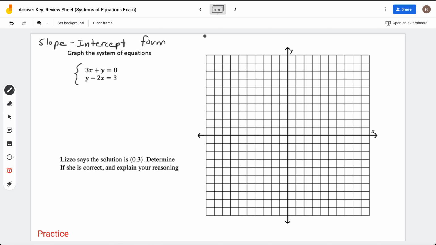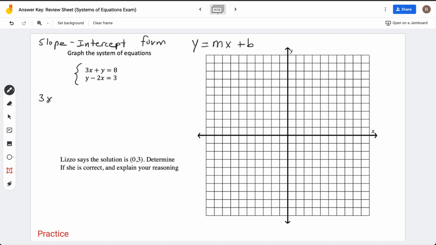And when we're graphing, the easiest way to graph is when both equations are in slope-intercept form, which is y is equal to mx plus b. So what I want to do is convert both of these equations into slope-intercept form. So let's start with the first one.